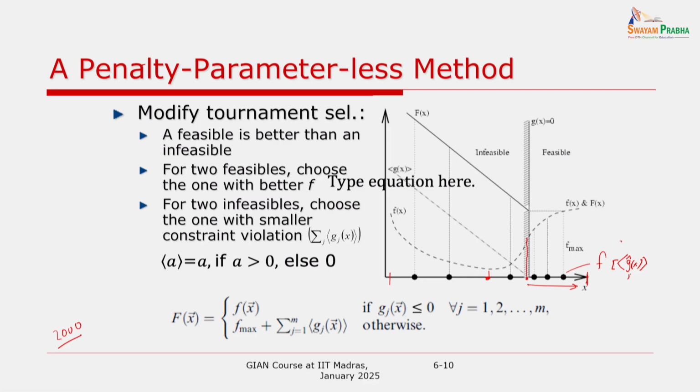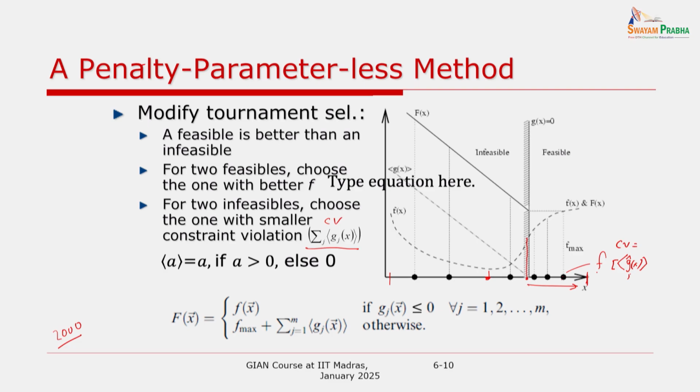I call this CV, constraint violation. So this is the constraint violation. For every point, I have an f and a CV. If CV is positive, that means it's infeasible. It's not satisfying at least one of the constraints. If it's 0, the way you have defined it, it is feasible. And f can be anything, positive or negative, but my goal is to minimize.